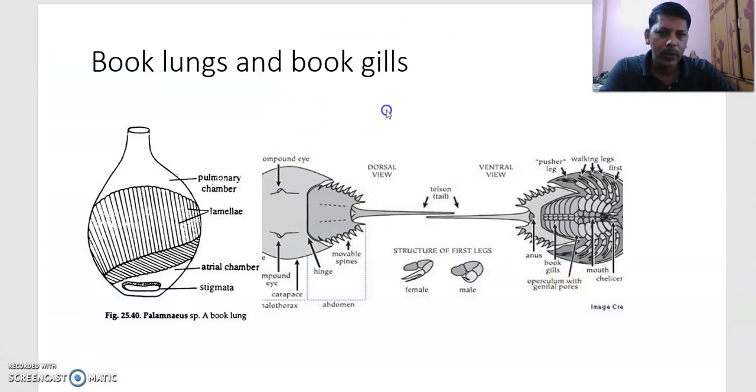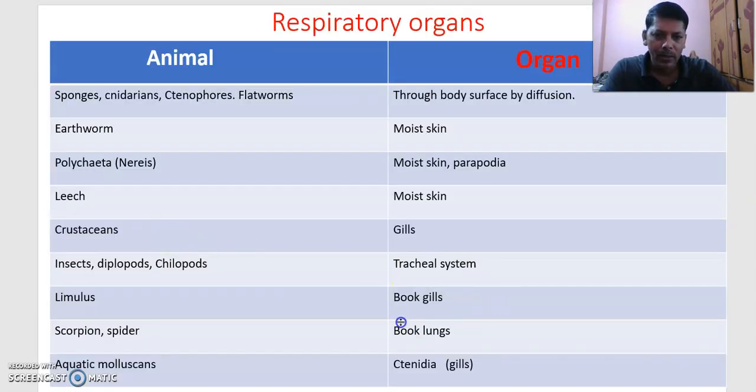Okay, these are the book gills in the Limulus, king crab, which belongs to class Xiphosura. Next one, book lungs. Book lungs can be found in some spiders and scorpions.